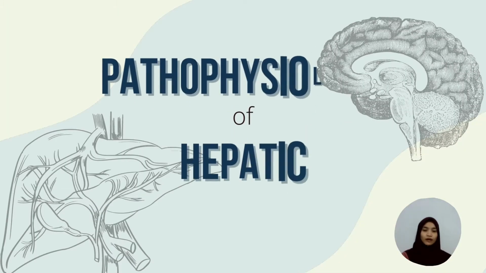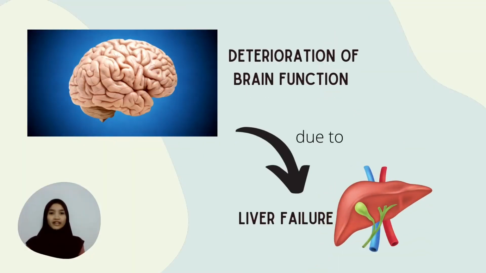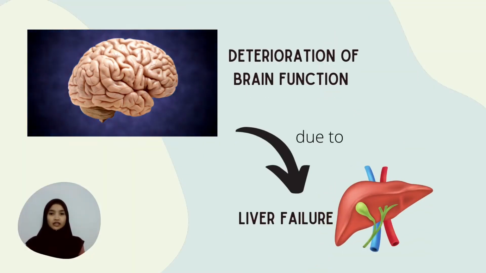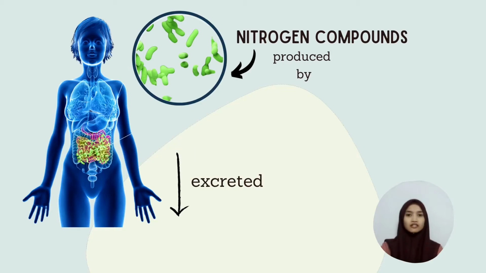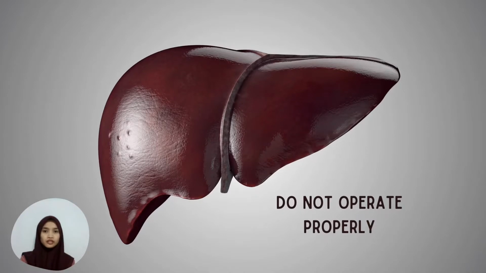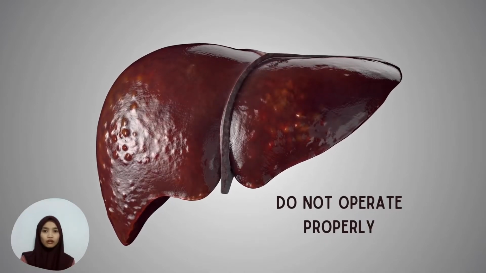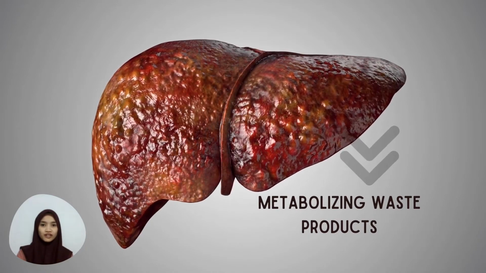Let's take a look at the pathophysiology of hepatic encephalopathy. Hepatic encephalopathy is a deterioration of brain function caused by liver failure. The nitrogen-containing chemicals produced by gut bacteria are either expelled or carried into the liver via the portal vein, where they are largely processed by the urea cycle in healthy patients. Cirrhotic patients' hepatocytes, on the other hand, do not operate properly and are less capable of metabolizing waste products.